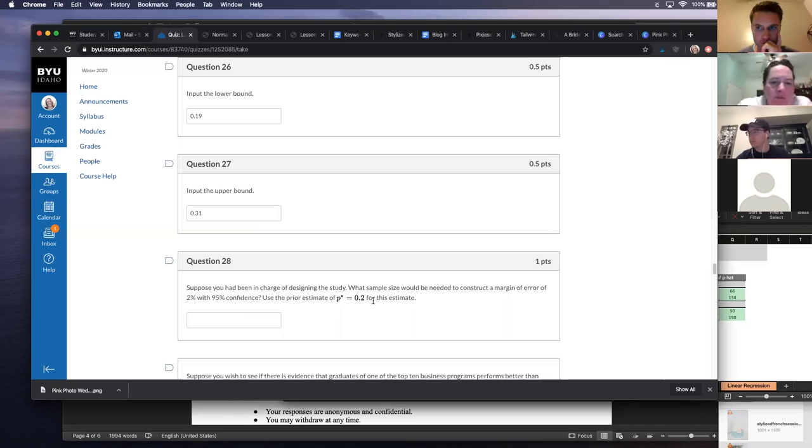Suppose you had been in charge of designing the study. What sample size would be needed to construct a margin of error of 2% with 90% confidence? I need to find the sample size for this.